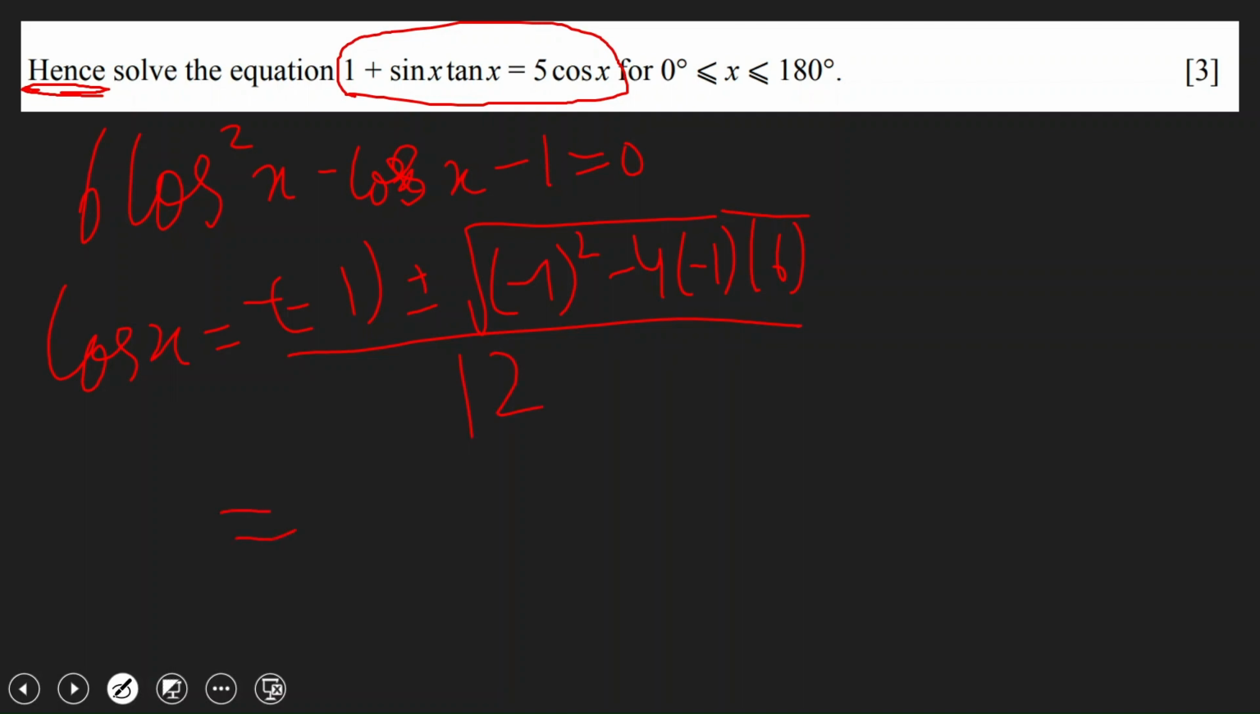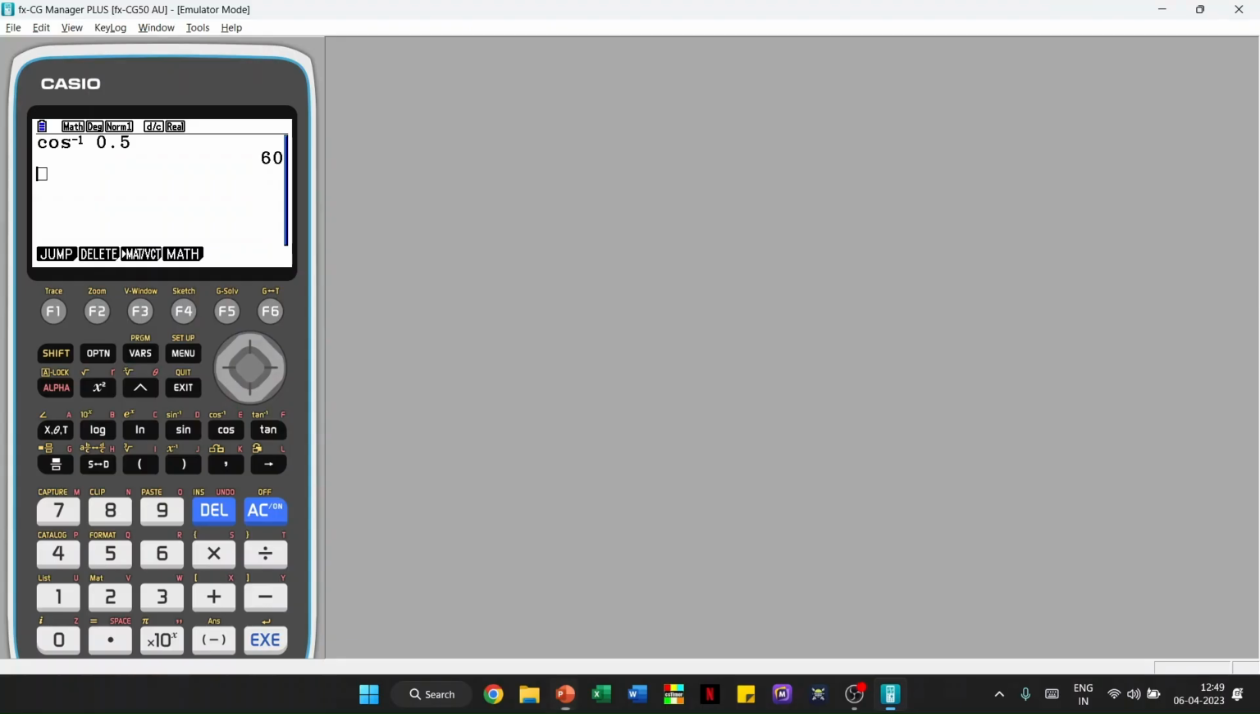The under root is going to be root of 25, which is 5. So 1 plus 5 is 6, divided by 12 is 1 by 2. And 1 minus 5 is minus 4, and minus 4 by 12 is minus 1 by 3. Now I'm going to draw a part over here. Another thing to notice is that the domain is 0 to 180 degrees, so we have to use that. Now, the cosine value over here is 1 by 2, so x is going to have to be 60 degrees. And I have a calculator over here which shows that x is equal to 60 degrees.